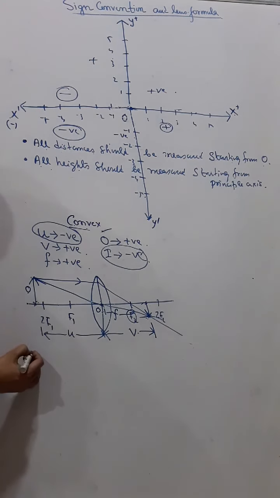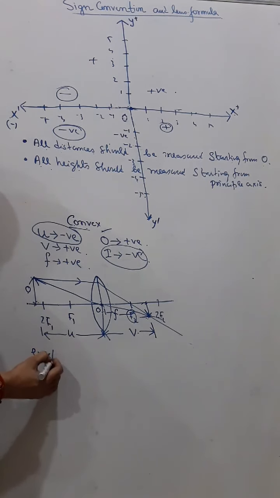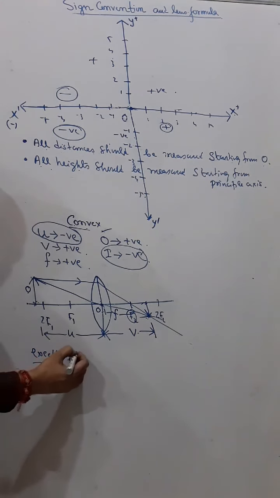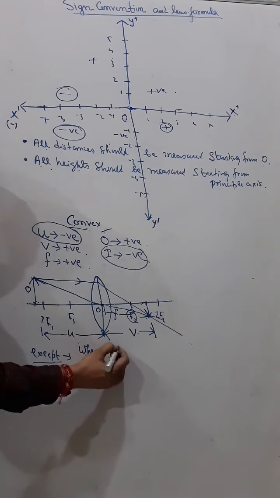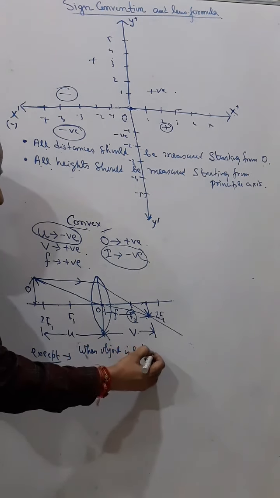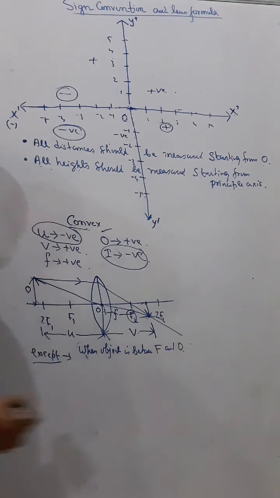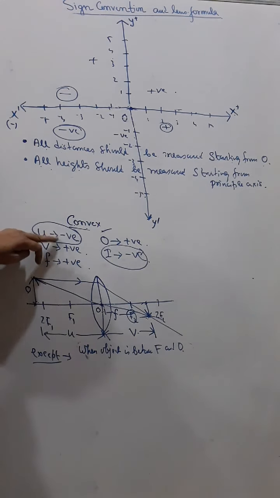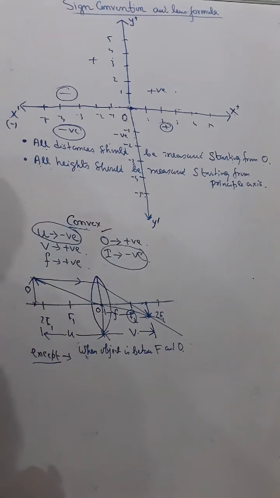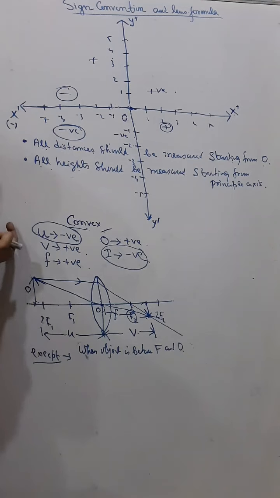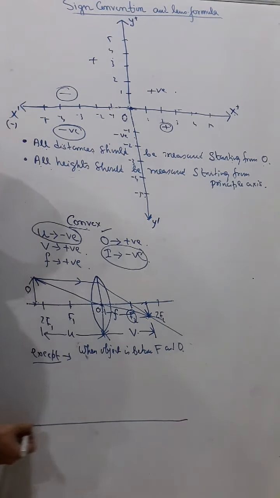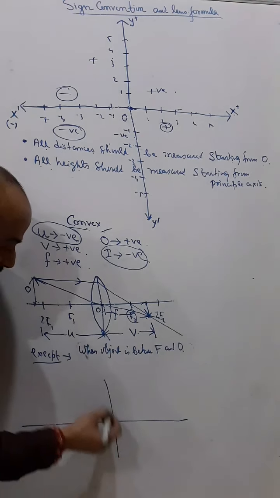Now except when the object is between F and O. So if in a sum they give you that the object is between F and O, then there will be some difference in that, because you know when the object is between F and O we get a virtual image and an erect image. So let us see that also. So this is the principal axis, this is the axis of the lens.